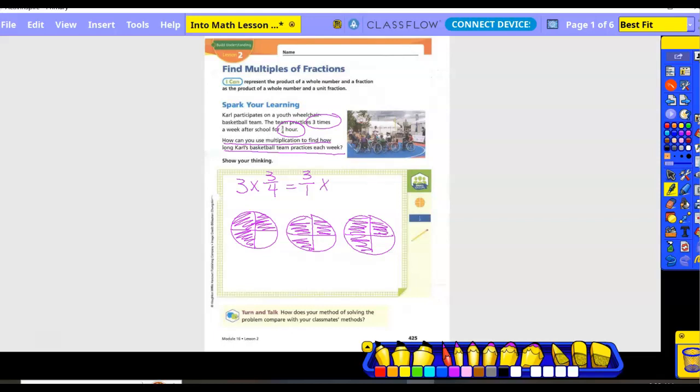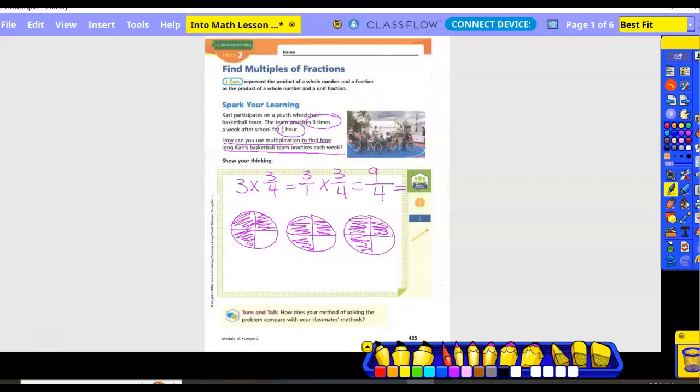So times 3/4. When I have this written like this, I just work straight across. So what is 3 times 3? 9. What is 1 times 4? 4. Is that simplified? No.